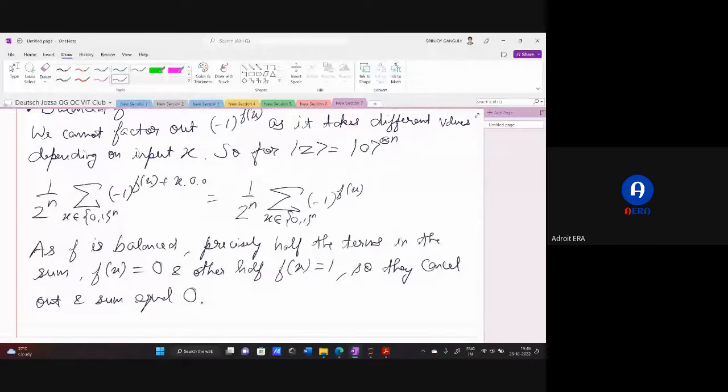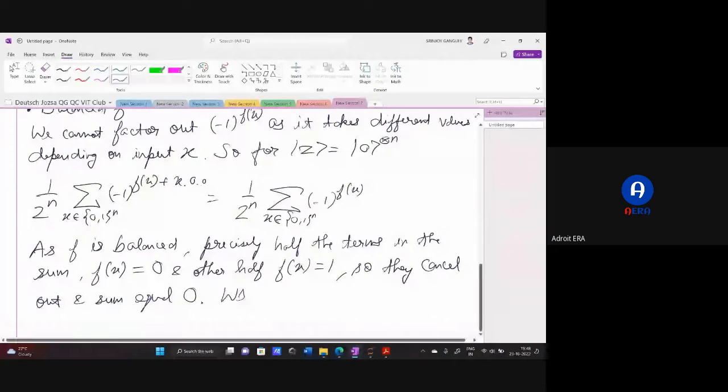Anything multiplied with 0 into ket 0, what is 0 into ket 0? It's 0 only, right? 0 into ket 1, what is it? It's 0 only, right? It's no longer 1, because the amplitude itself is 0. That means there is no probability. There is no occurrence of that state.